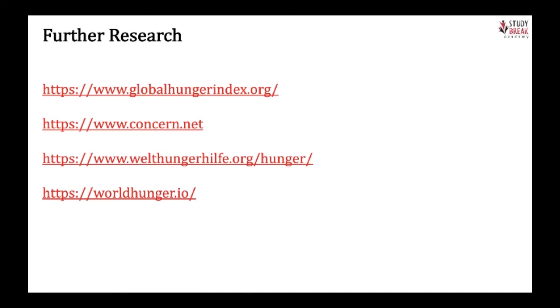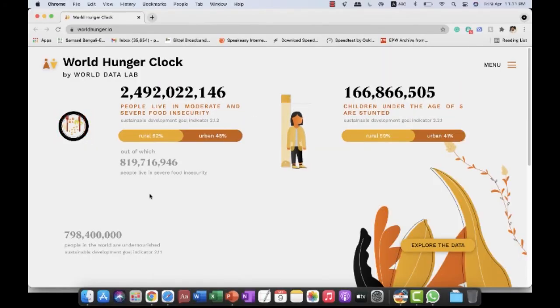This is for further research. You can go to the Global Hunger Index website, the Concern website, World Hunger Health website, or let me show you this particular one, worldhunger.io. So this is World Hunger. This is a part of World Data Lab, where they produce different kinds of clocks to measure where we are going. So we can see that so many people live in moderate and severe food insecurity. Of course, it's more in the rural area than in the urban area. And these many children under the age of 5 are stunted.